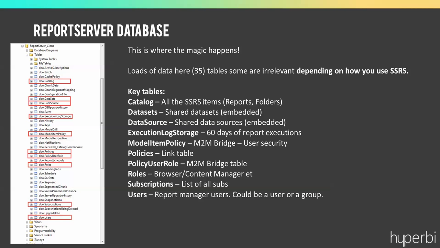For the bulk of this presentation, though, we're going to be looking at 2 main tables. We're going to be looking at the catalogue. Now, the catalogue holds all the items within SSRS. So this holds your folders, your reports, your shared data sources, and your shared data sets. Now, the reason I make a distinction between shared data sets is because there are two other tables called datasets and data sources. Now they hold your embedded shared datasets and your embedded shared data sources.